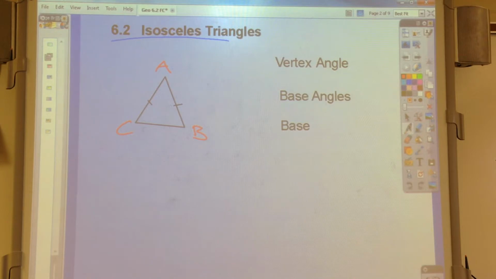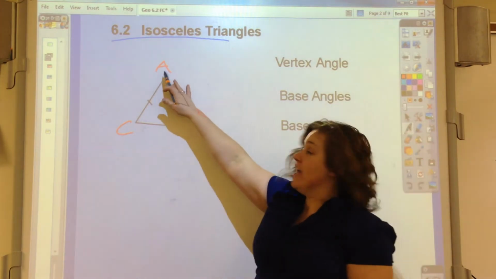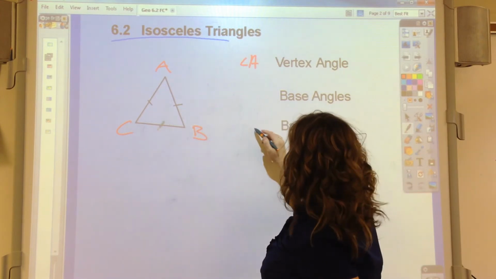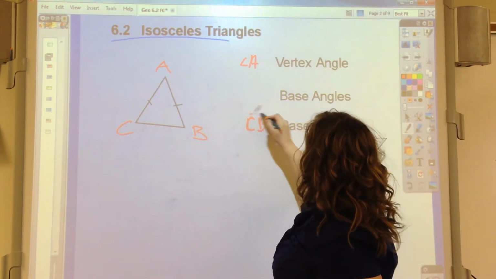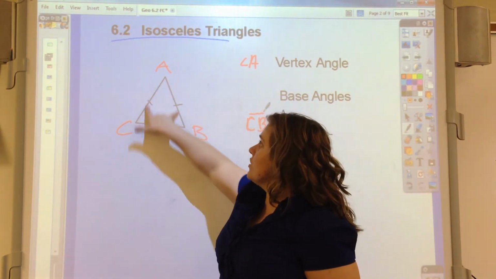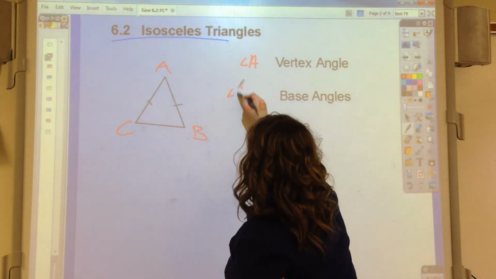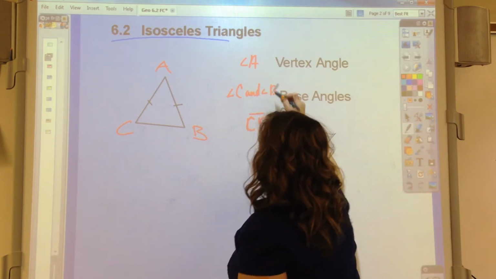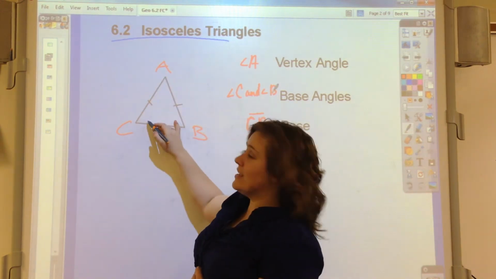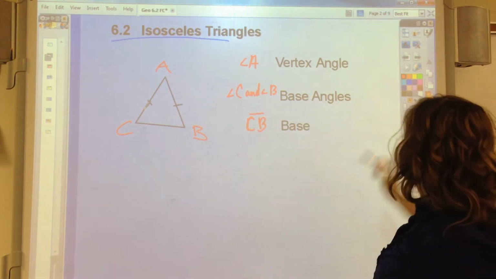If you look at that picture on the video of triangle ABC, your vertex angle is always angle A. Your base right here is CB. And so your base angles are angle B and angle C. Notice that for an isosceles triangle, you have at least two side lengths that are equal. So I'm going to call my base angles angle C and angle B. Those are the angles below the congruent side lengths. The angle A, the vertex angle, is always formed by the two congruent side lengths.